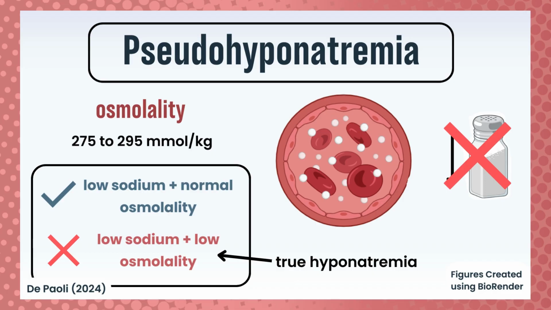Therefore, if someone has abnormally low sodium levels but normal osmolality, we can conclude that they have pseudohyponatremia and not hyponatremia. But if they have both low osmolality and sodium levels, then they do have hyponatremia.